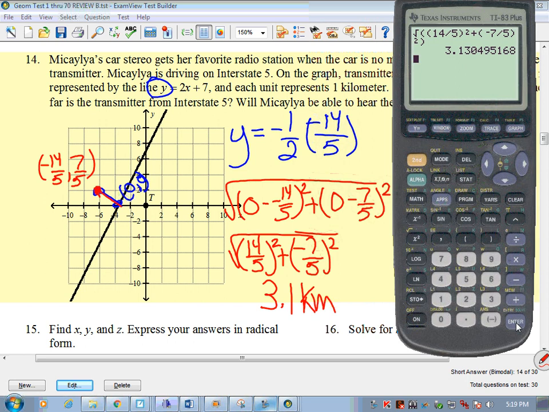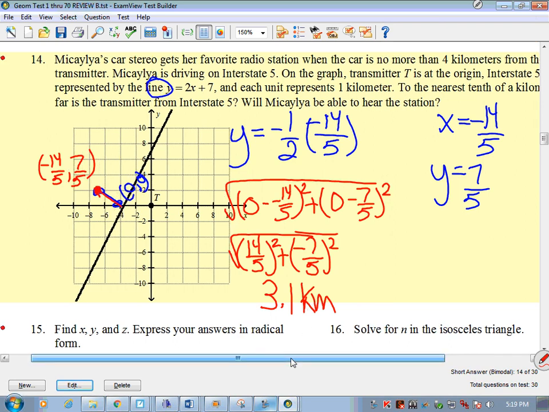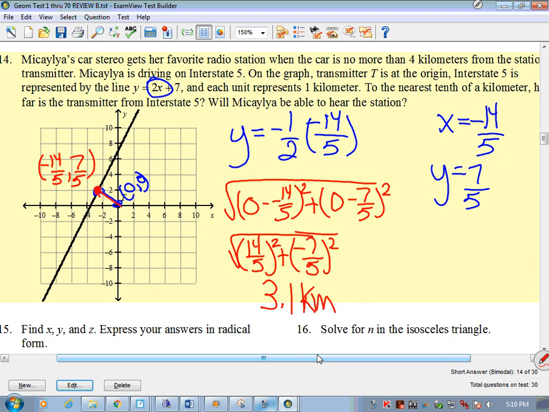Okay, so let's go back to the reading of what it says, because we actually solved our distance in this. Again, let's slide this back over. We see it the way it should be. It said that the transmitter would transmit when the car is no more than 4 kilometers away. So we're only 3.1 kilometers away. So will she be able to hear it? We're going to say yes. Yes, she can hear the station.